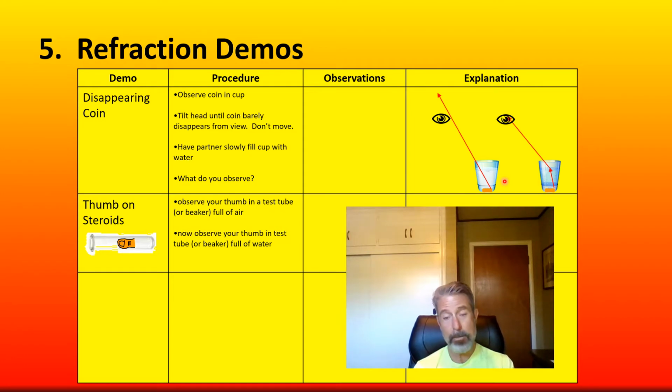So in my next magic trick, this is what I call thumb on steroids, where you will see the special solution here, I call a digit enlargement solution, is going to make my thumb grow inside of a beaker.